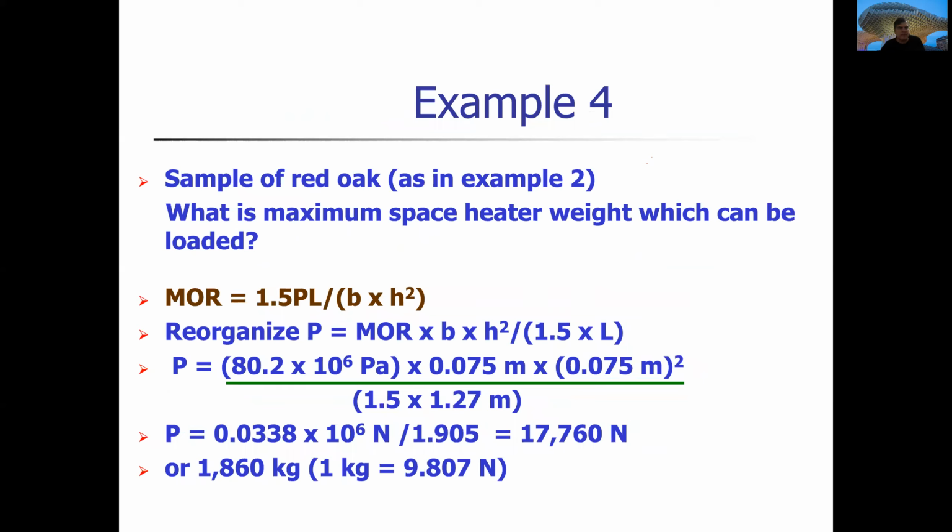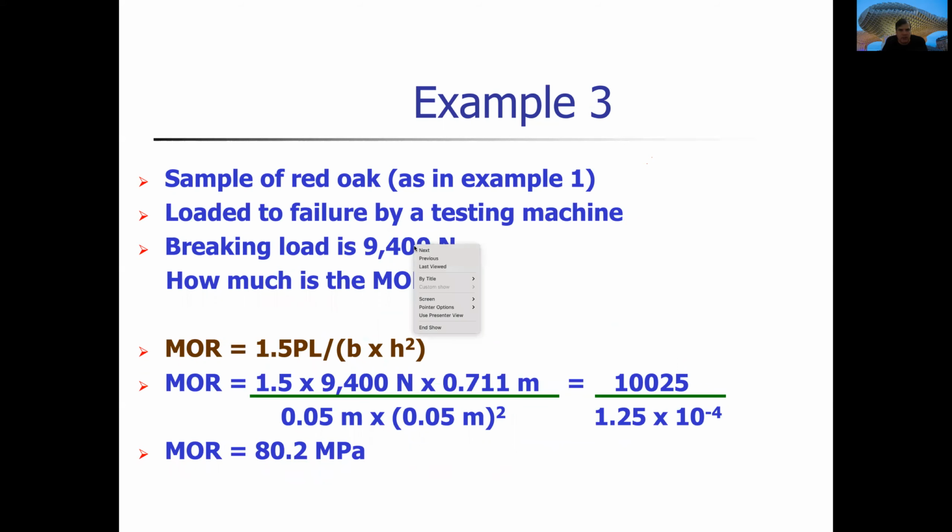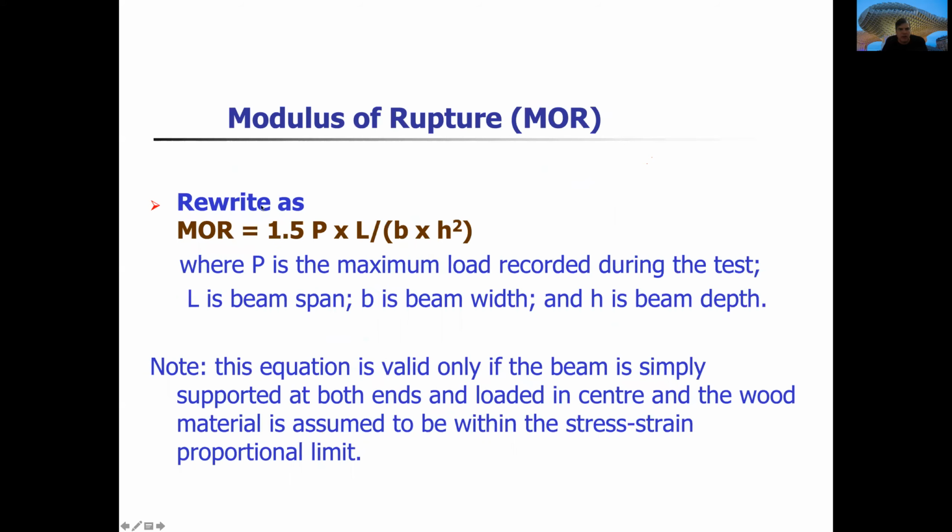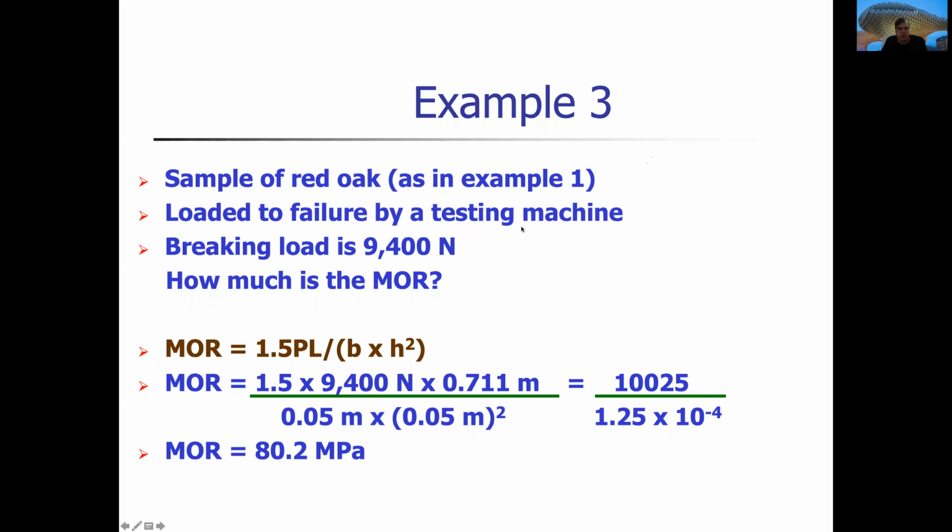Well, here we have a sample of red oak that is the same that we had in the problem before. And we need to calculate, let me go back here because I just passed this. Well, let's write this formula, understand this formula, and do the first of the problems. This is problem 3. It's very simple. We have a piece of oak, the same that we have in sample 1, loaded until it fails with a testing machine. The breaking load is 9,400. How much is the MOR?